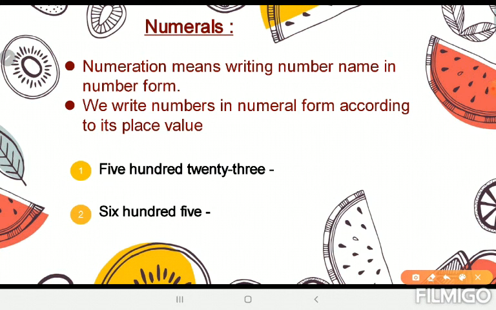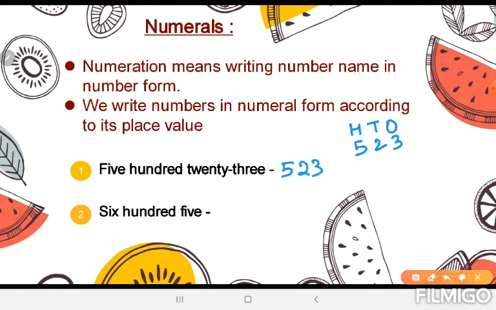Here it says to write the numeral of five hundred twenty-three. So again first we will make the place value chart, ones, tens and hundreds, and we will place the numbers according to the chart. First it is said 500. So in the hundreds place what do we have? 5. 500. 23. 20 is in the tens place 2 and 3 is in the ones place 3. So what is our number? 523. What is the answer? 523. This is your answer.